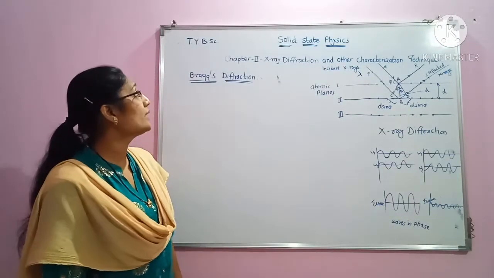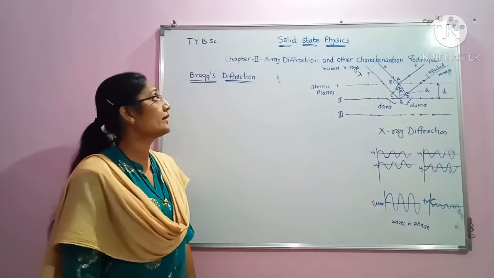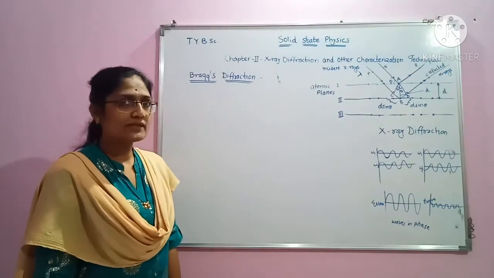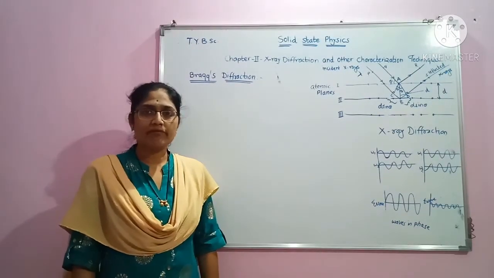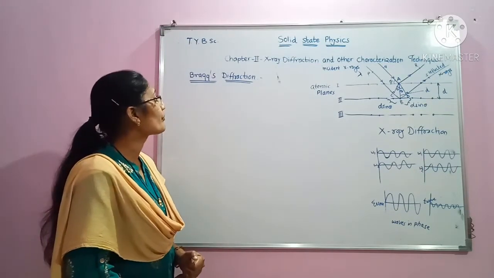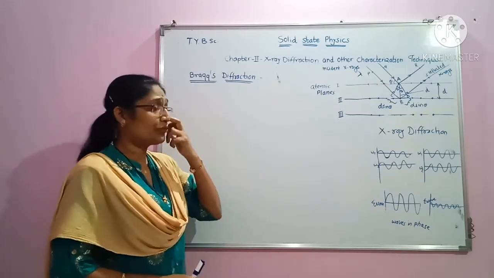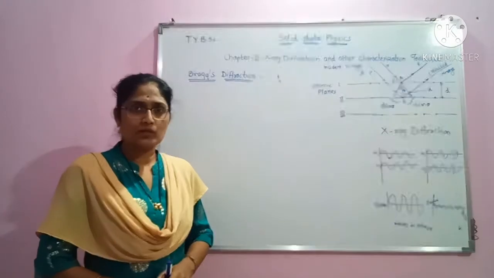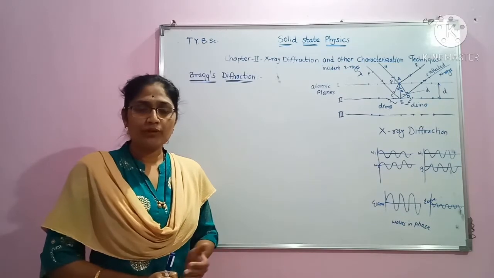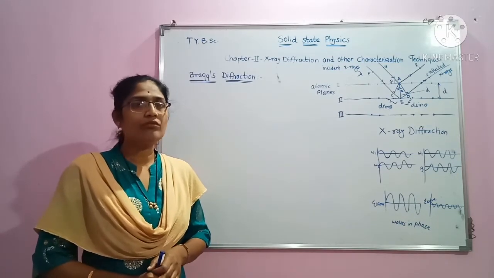We have started our chapter number 2, related to solid state physics, and its name is X-ray diffraction and other characterization techniques. In our previous lecture, we have seen what is Bragg diffraction, what is the statement of Bragg's law, and what is its derivation. In today's lecture, we will cover a few points related to Bragg's law, that is how to get the condition for maximum wavelength possible and the condition for maximum order possible with the help of Bragg's law.